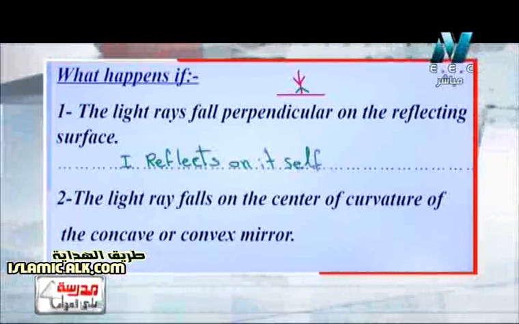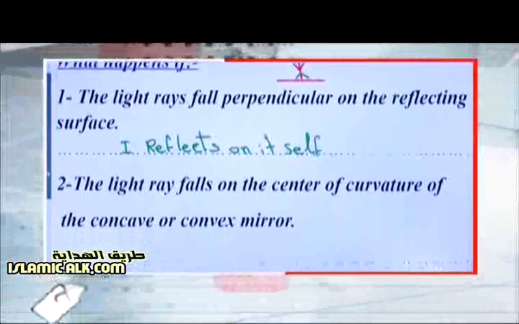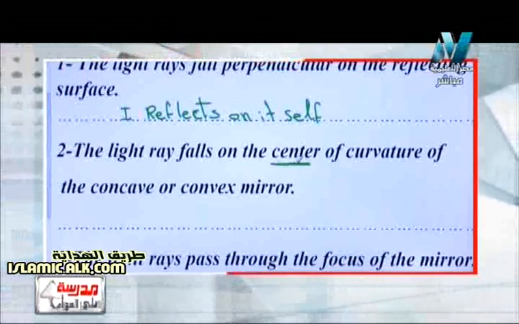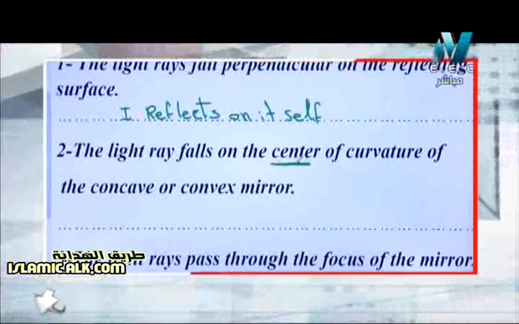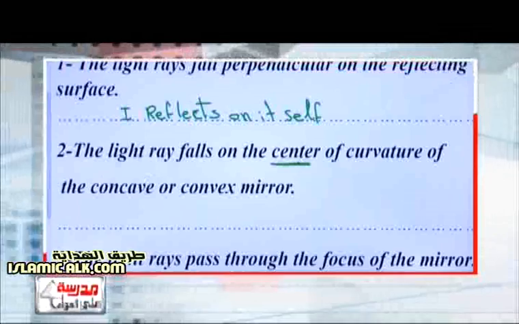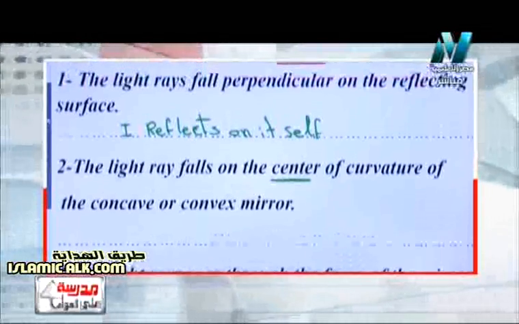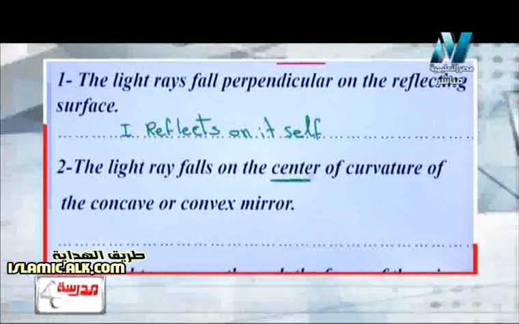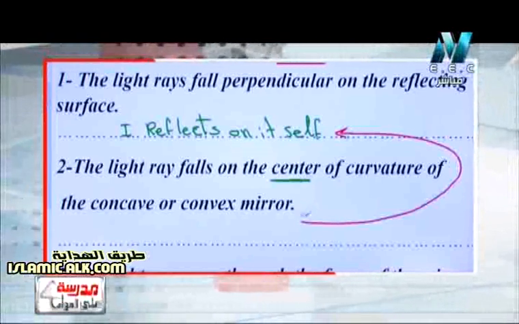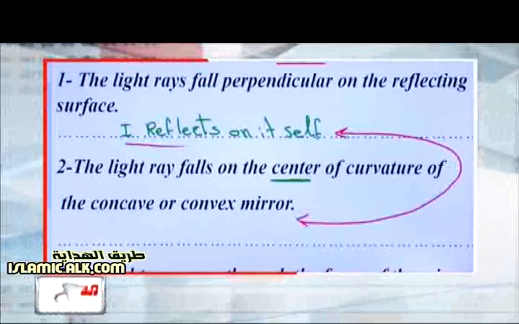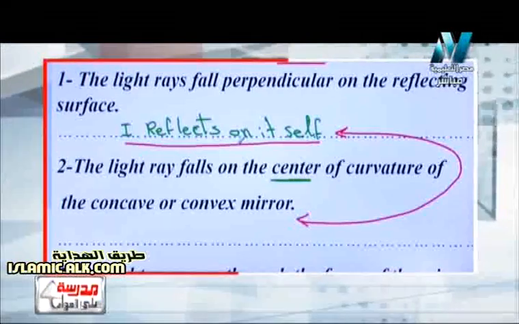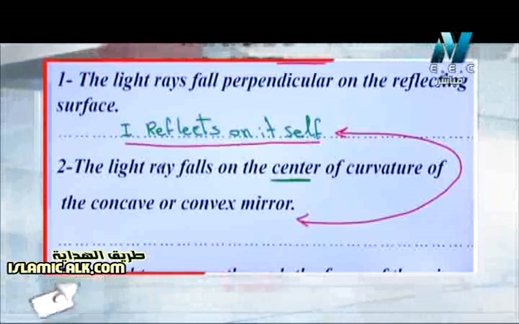Okay, why does it reflect on itself? In the next question we have the light ray falls on the center of curvature. What happens to the light ray that falls on the center of curvature on the concave or convex mirror? As in the previous question, we have the same answer here. The light ray will reflect on itself because angle of incidence equals angle of reflection equals 0. As we see here, dear students, they come together.